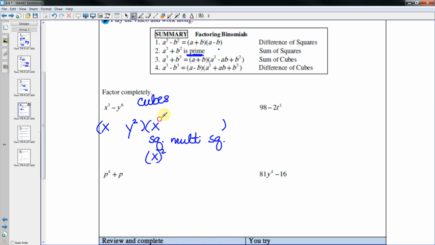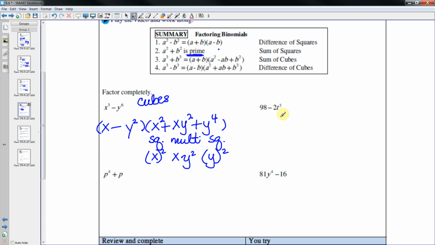So x squared. I'm going to multiply x times y squared. So that's xy squared. And I'm going to square the y squared, which gives me y to the 4th. So then same sign would be negative. Opposite would be plus. Always positive would be plus.